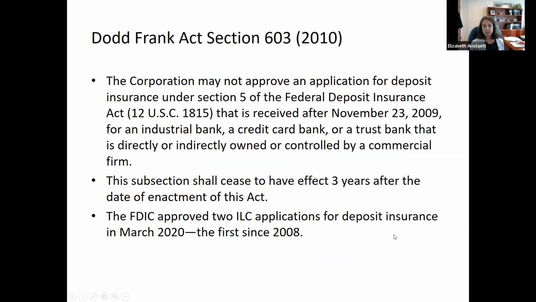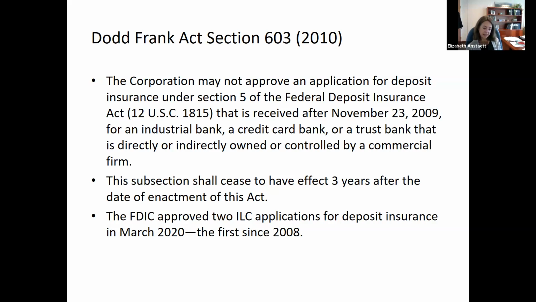So because of all of this concern and the Walmart situation, in the Dodd-Frank Act in 2010, there was a moratorium on granting FDIC insurance to any type of bank that would fall outside the Bank Holding Company Act, such as an industrial bank or a credit card bank. Now, that only existed for 3 years, so that would have taken you to 2013. But in fact, there were no approvals for any type of FDIC bank insurance application until 2020. So it really worked as much more of a 12-year moratorium.